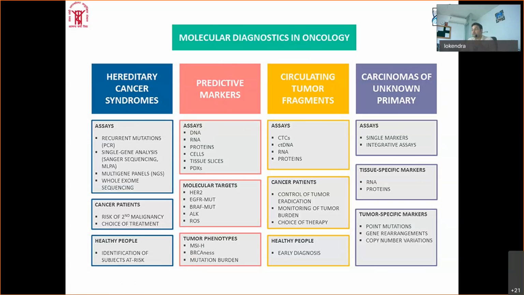DNA, RNA, and protein. In the case of cancer patients, these help with control of tumor eradication, monitoring of tumor burden, and choice of therapy. So these circulating tumor fragments can tell about the patient's status of disease in terms of their burden, in terms of their progression. And in terms of certain therapies, these can tell about their progression, or can be used for monitoring of those things. In healthy people, if these kinds of tests are applied, they can be used for early diagnosis.